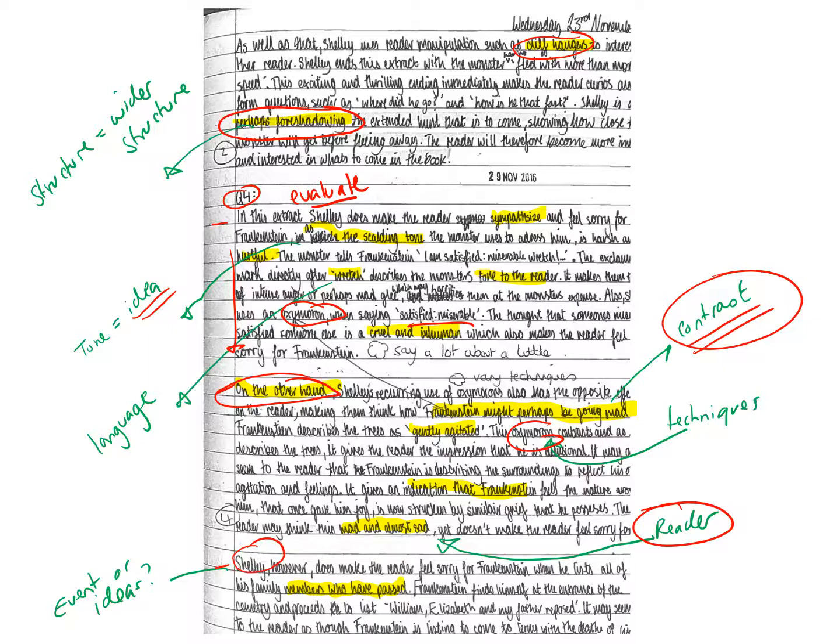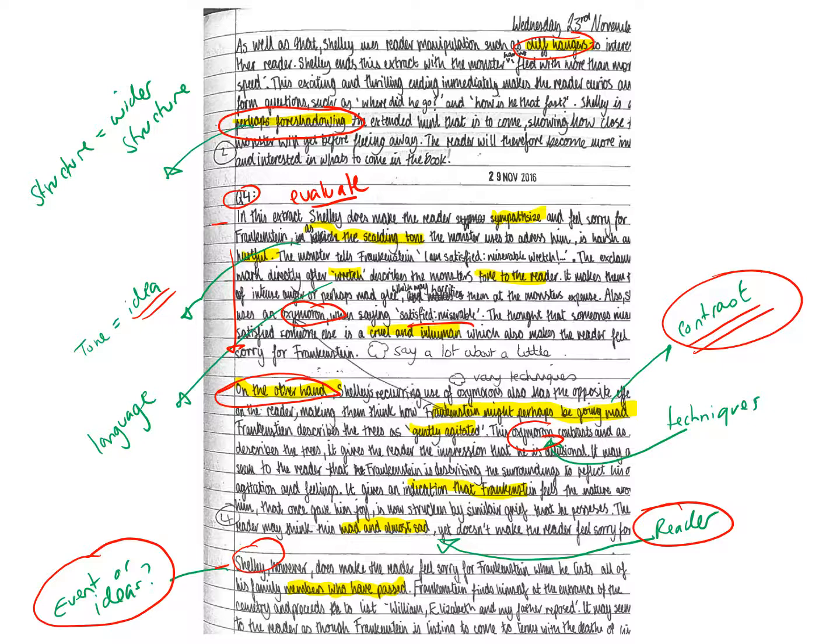As with before, we're mentioning the author directly, Shelley. It says here, Shelley, however, does make the reader feel sorry for Frankenstein when he lists all his family members who have passed. And the question we then ask ourselves is, can recounting the events in the text count as an idea? And this is a very fine line.